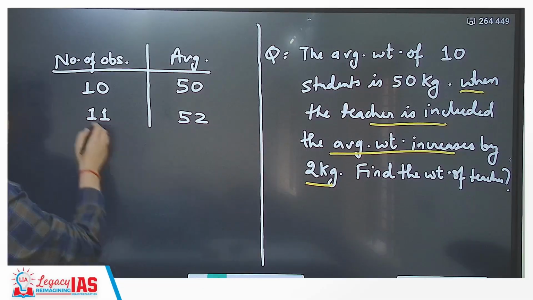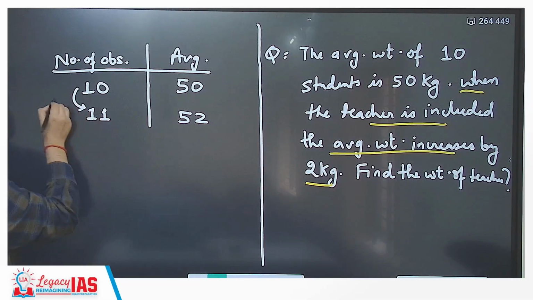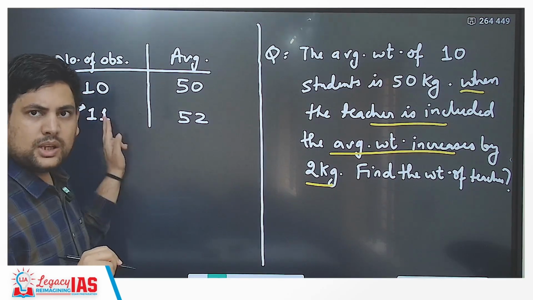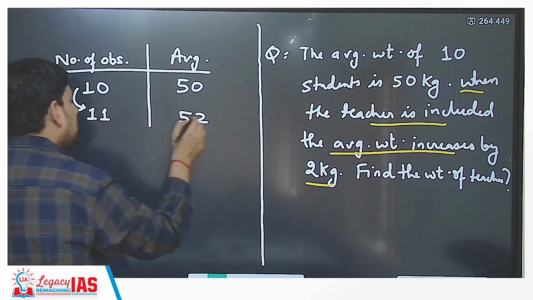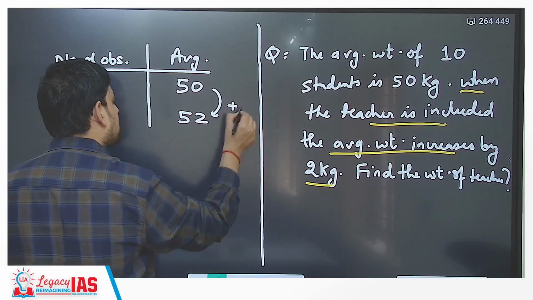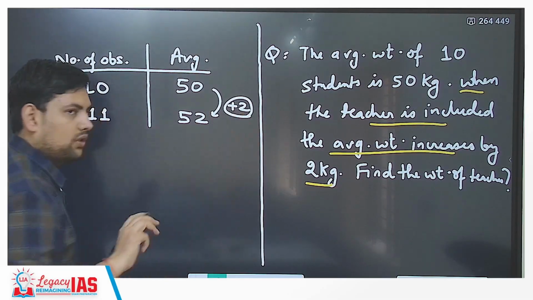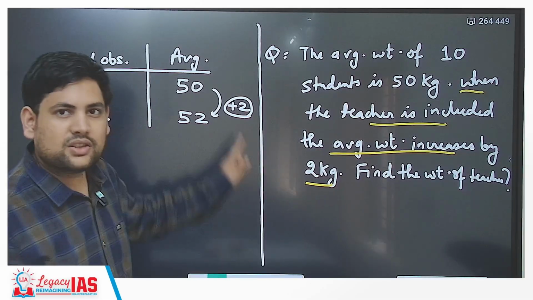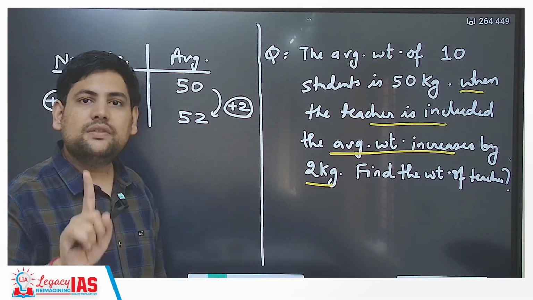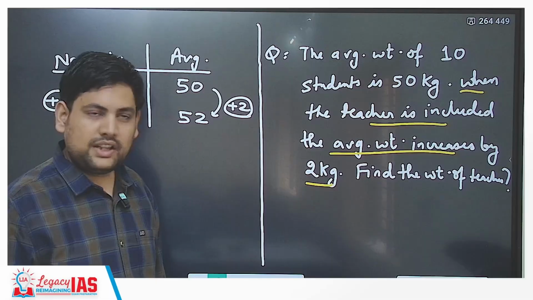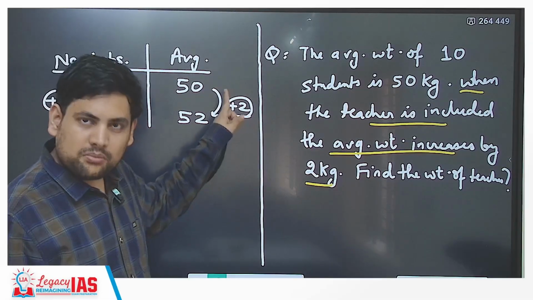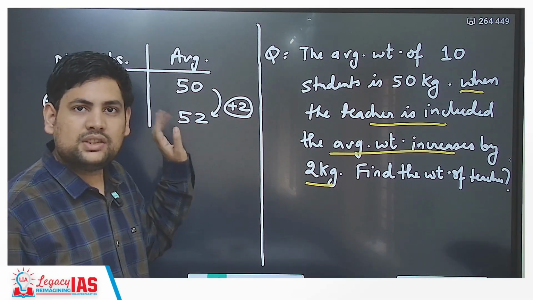Now, what is the change here? The change here is of plus 1. This will always mean plus. Then 50 to 52. What is the change? This is plus 2. Now this change has occurred only because of one thing, that is the weight of the teacher. Otherwise it should be the same. Because of the addition of the teacher, the average has changed by that much.